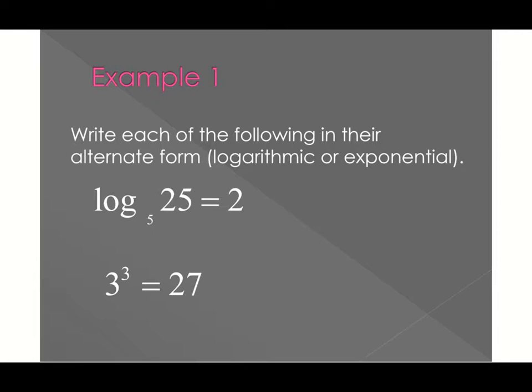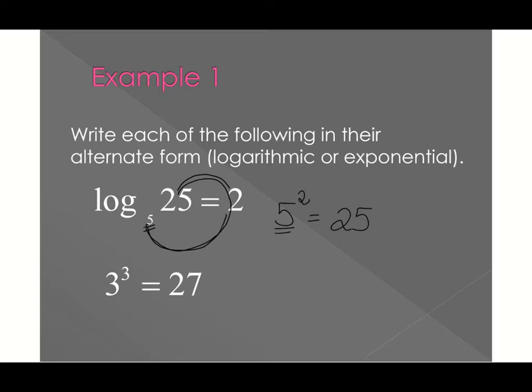Okay, so if we're given log base 5 of 25 equals 2, we want to write that as an exponential. So we always start with our base. If it's the base of our log, it's the base of our exponential. So we would have 5 to the second power equals 25. The base of our exponential is the base of our log. We went down and around. 5 to the second power is 25.